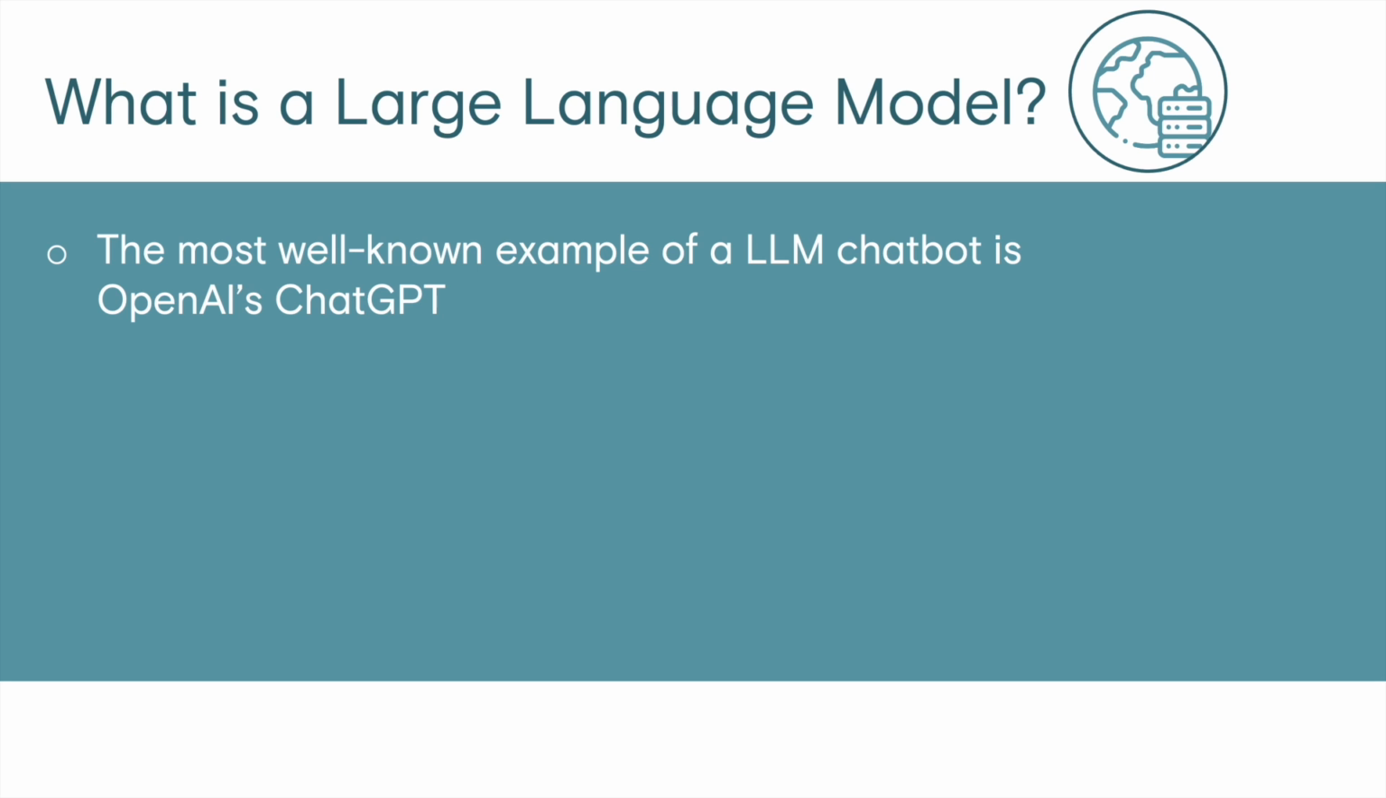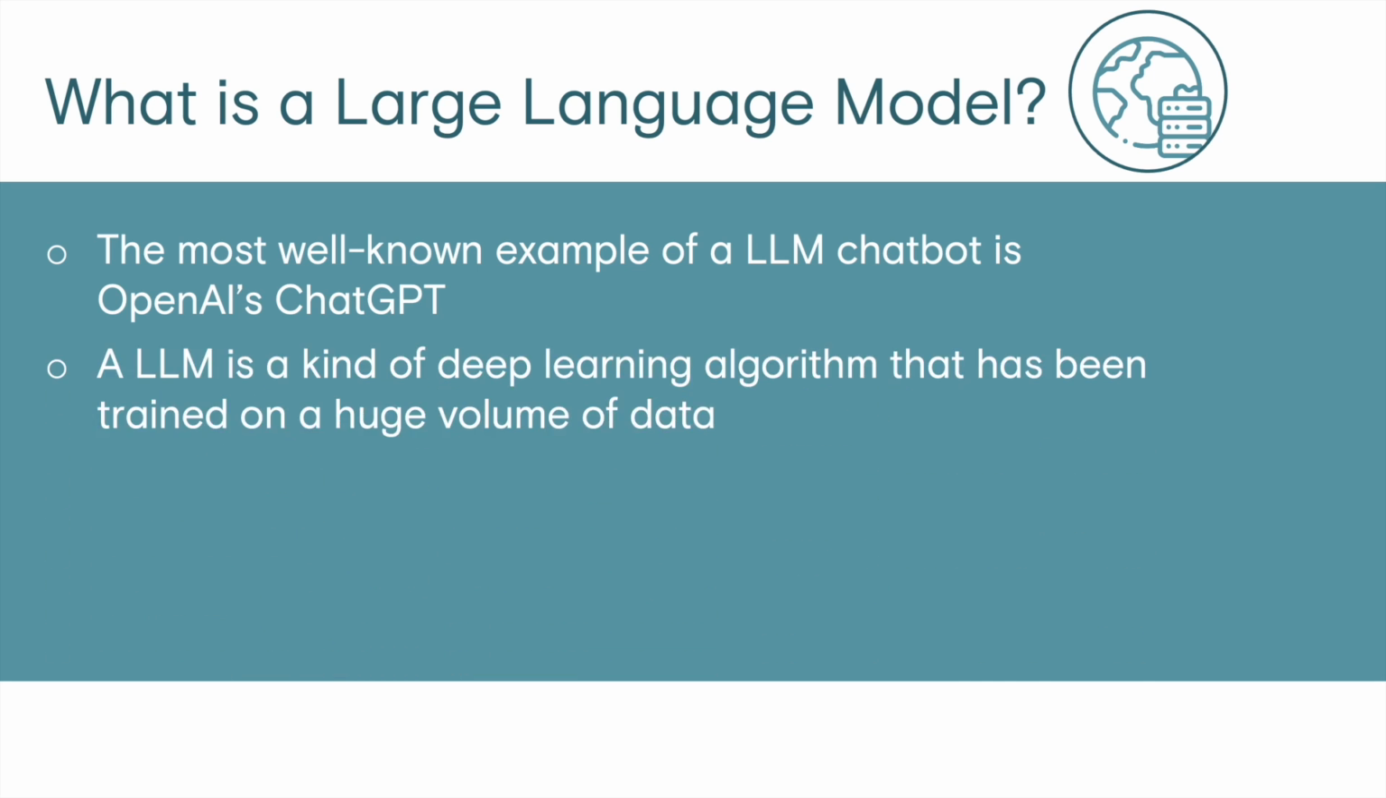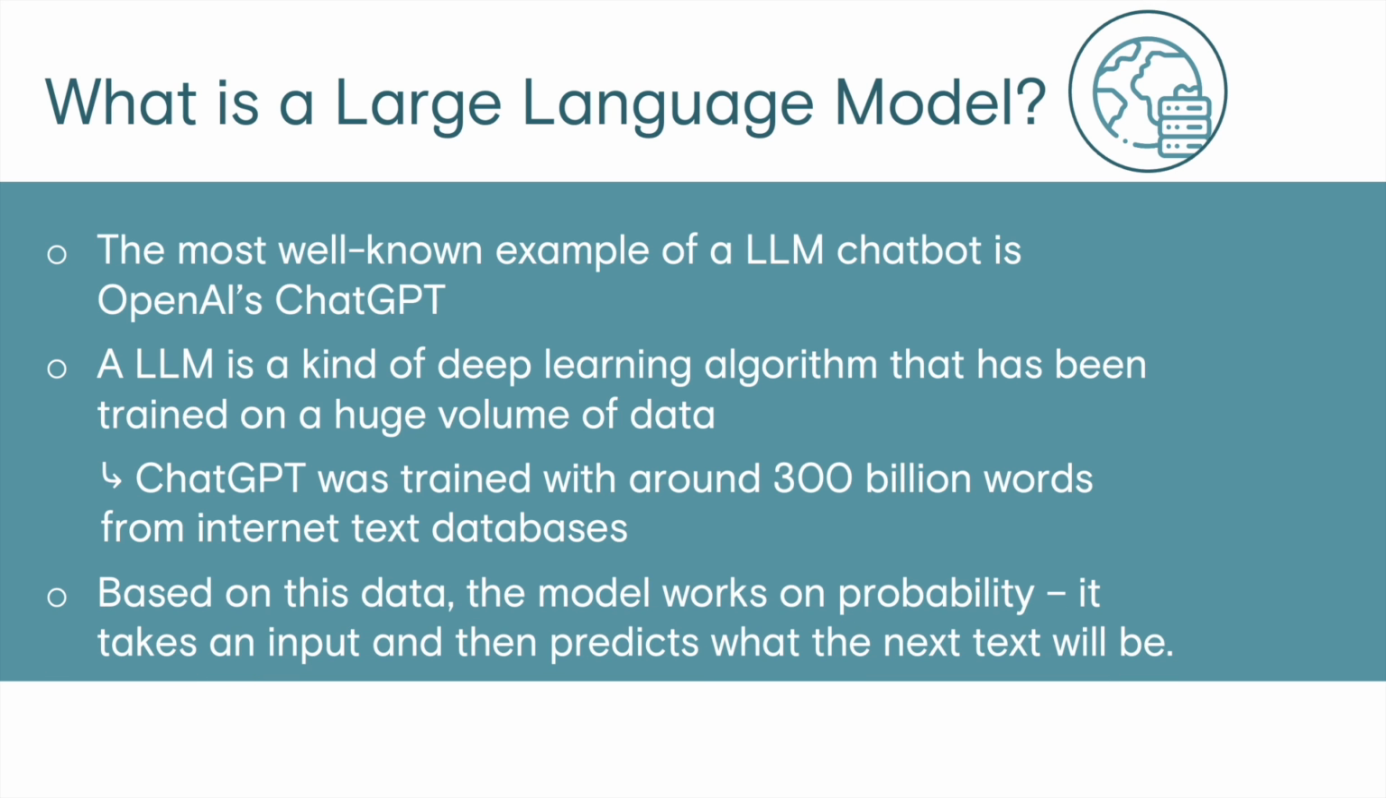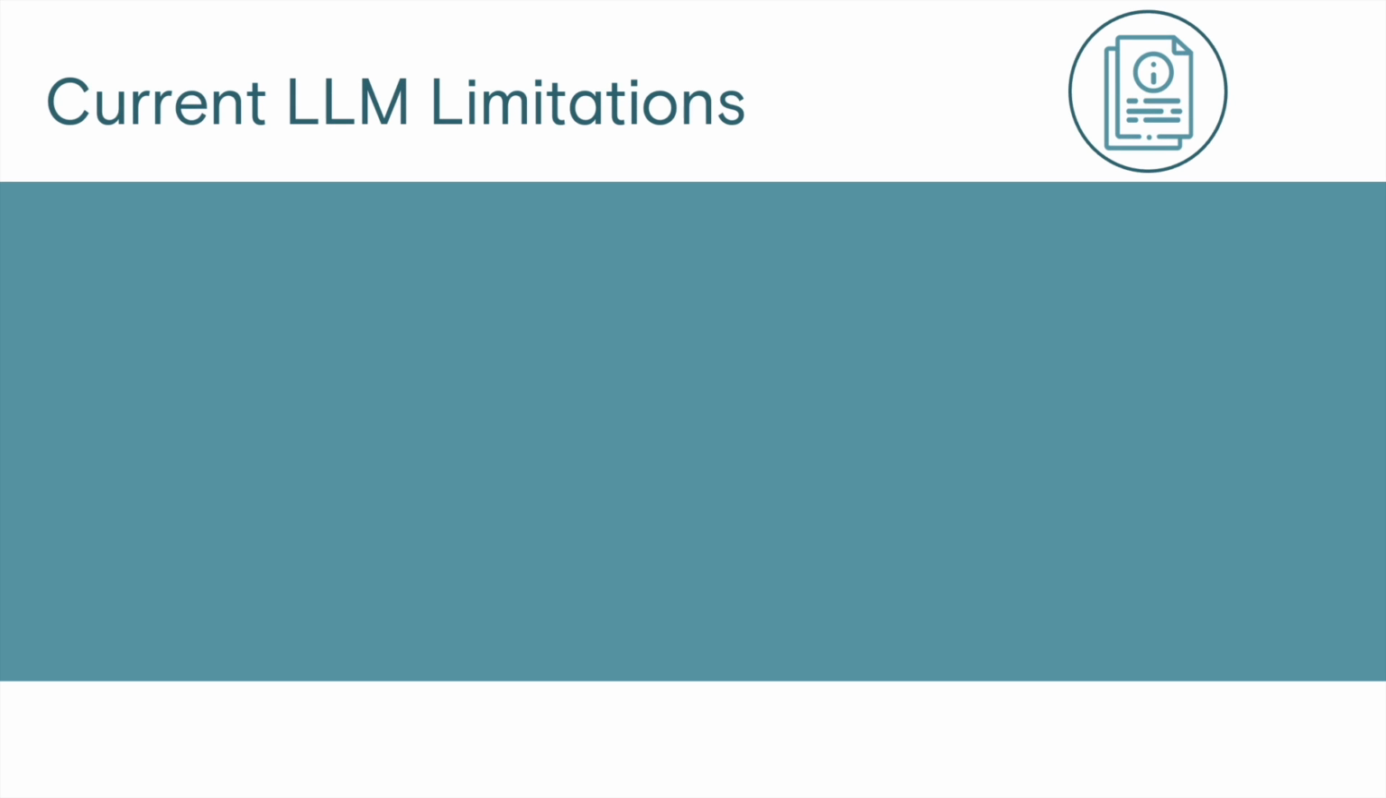An LLM is a kind of deep learning algorithm that has been trained on a huge volume of data, hence the name. To put this large volume in perspective, ChatGPT was trained using text databases such as web texts, Wikipedia, web articles, and other pieces of writing from the internet, with around 300 billion words fed into the system. From all this data, the model works on probability. It takes an input and then predicts what the next text will be. While this model is pretty impressive, it's not to say that it doesn't come with a fair few limitations.